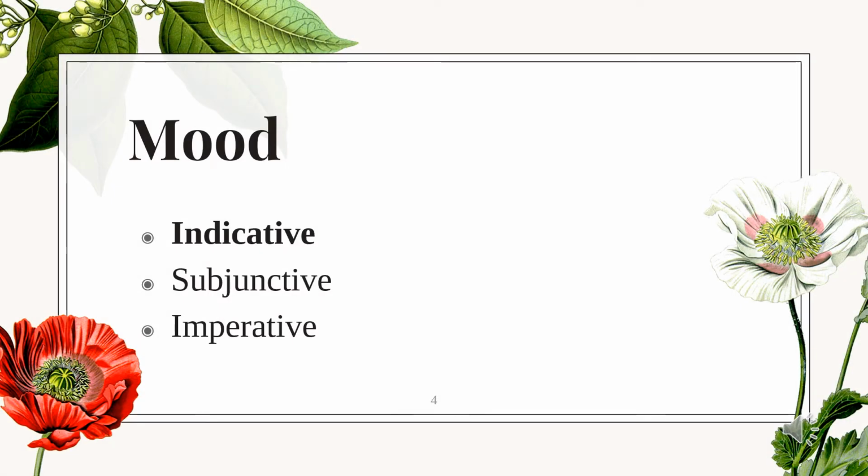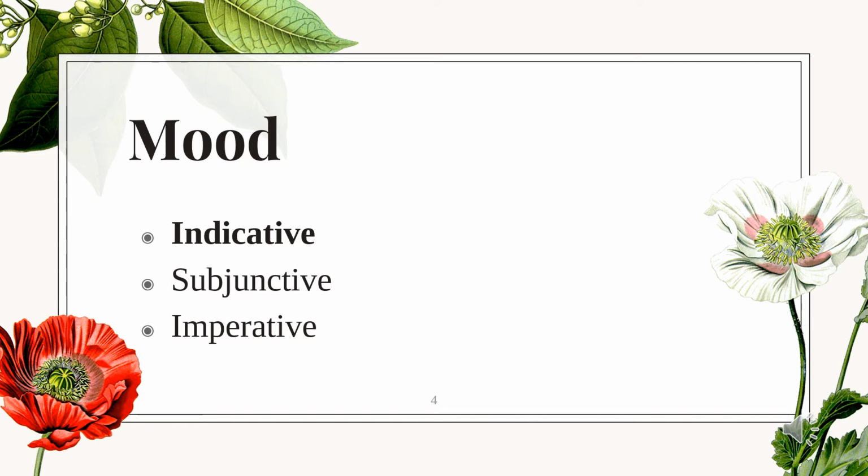So we see the mood as the grandma that has different sons and daughters. So the indicative would be a mood that refers to and describes actions in the present, the past, the future, the conditional. So this is the mood that we're gonna focus on.